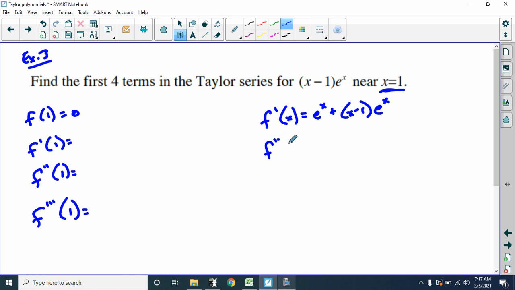We're going to need the second derivative. So e to the x plus the derivative of this. Well, the derivative of this, same thing as this, is this guy here, right? So we have another e to the x plus x minus 1, e to the x.